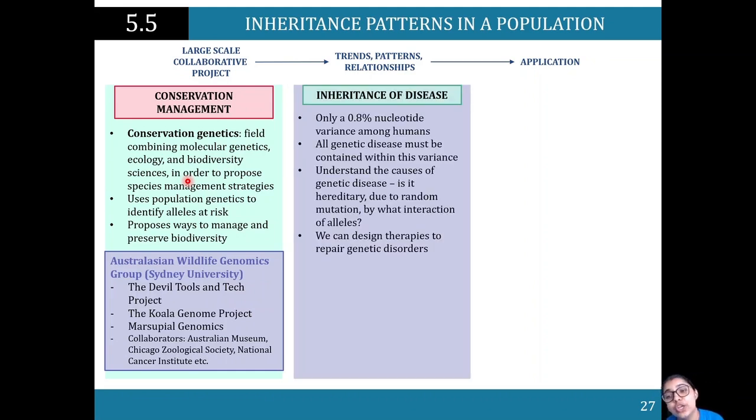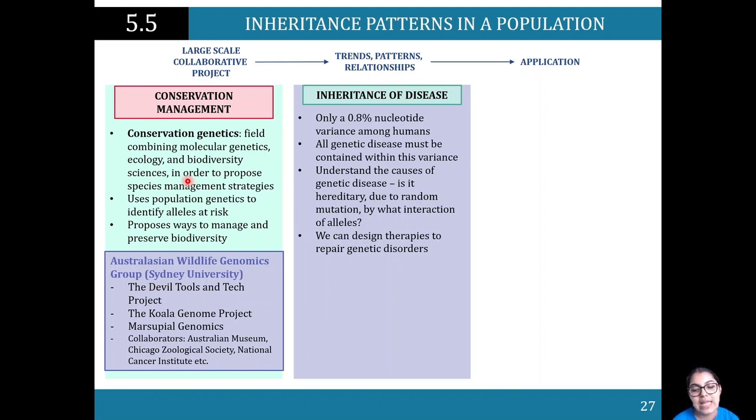Okay, next up we have inheritance of disease. We can actually utilize this data to look at the inheritance of diseases. What we know is that statistically there is only, and it's crazy, a 0.8% nucleotide variance among humans. So only 0.8% of DNA is actually different from one person to another. And like I said, that's crazy. That means a lot of it is very, very similar.